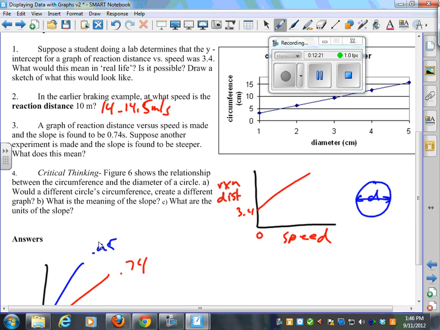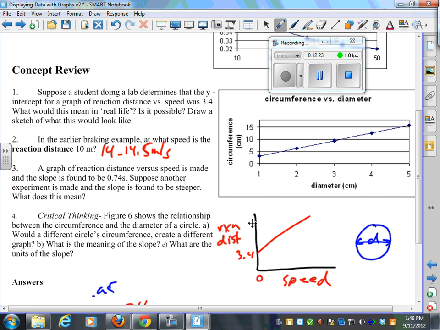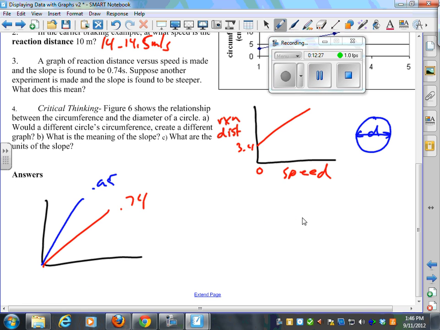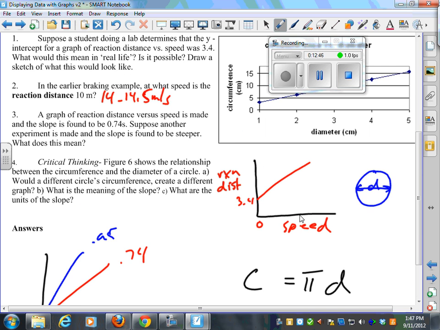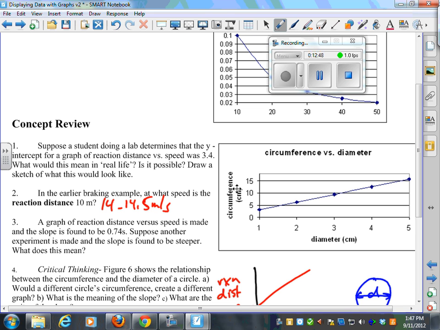What is the meaning of the slope? Now this one's even harder. What's the formula for circumference and diameter of a circle? If I put circumference and diameter like that, what do I need to make this into an equation? Pi times diameter, right? Yes? Okay.